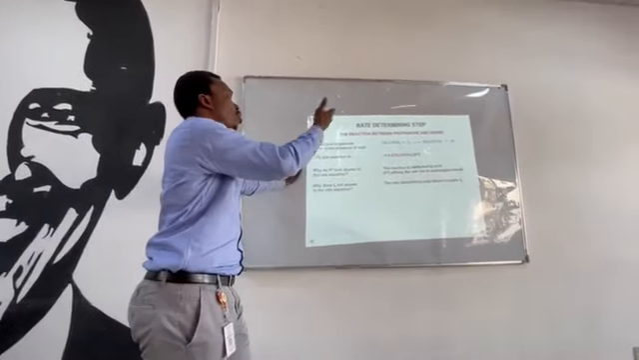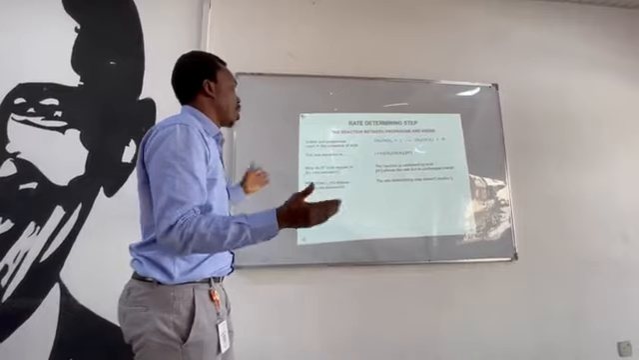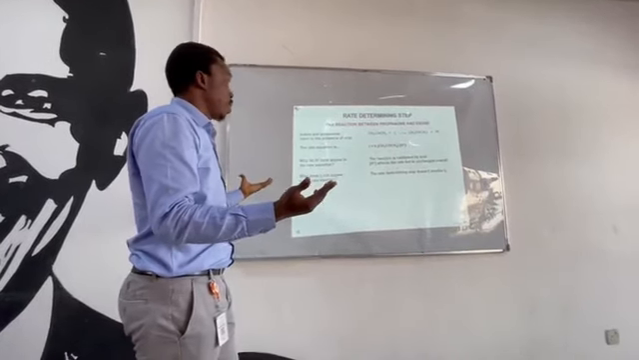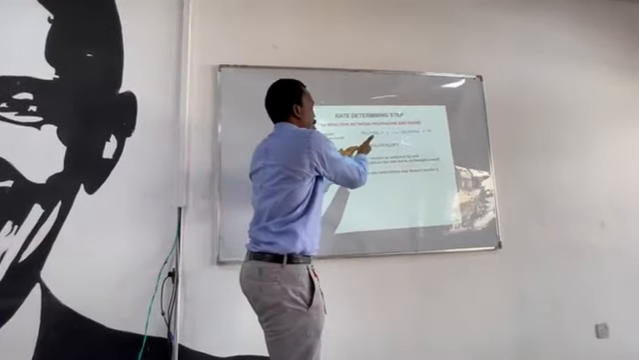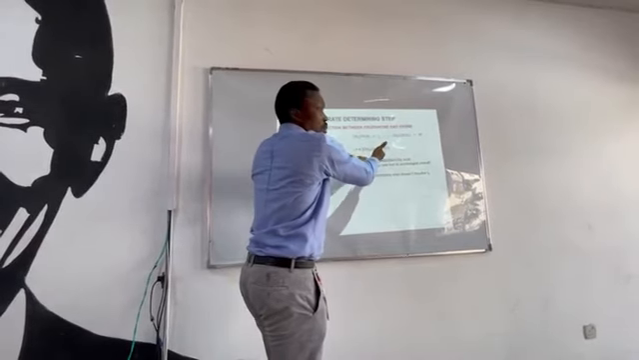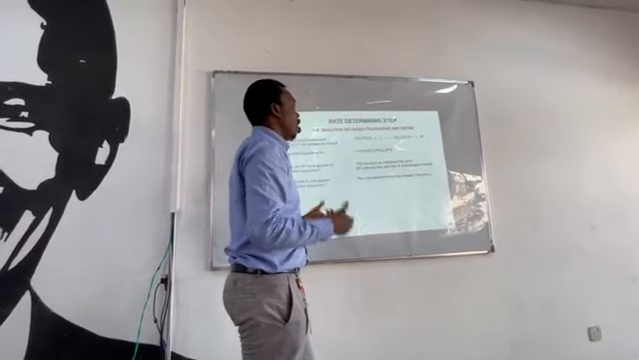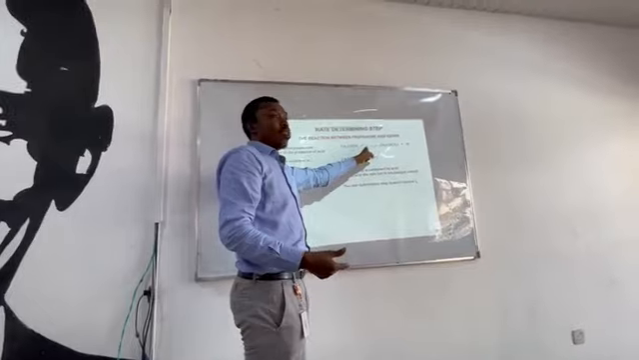Let's see the reaction between propanone and iodine. Iodine and propanone react in the presence of an acid. So this is the rate equation: the rate depends on the concentration of propanone and the concentration of the acid. You discover that iodine is not there in the rate equation.